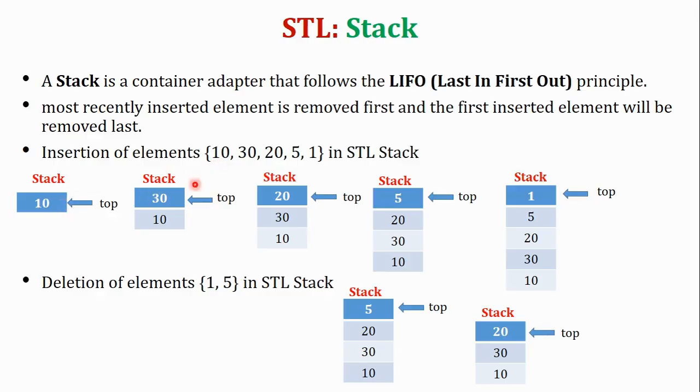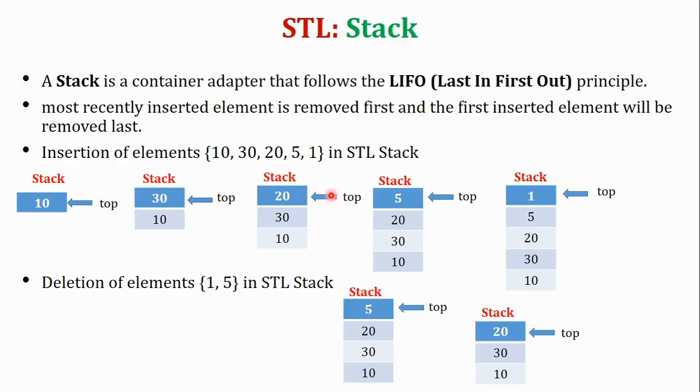And next we are going to insert the next value, 30. So now automatically it will allocate the new memory space, the pointer will be incremented, then it will point to the top of the stack where we are going to insert the new element 30. Similarly 20. Now the memory space will be allocated, the pointer will be incremented, and the pointer will point to the top of the stack where we are going to insert the new element 20.